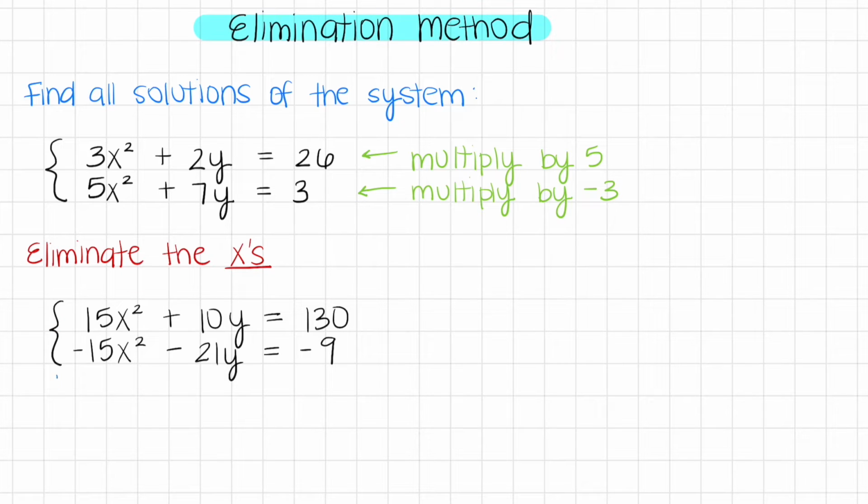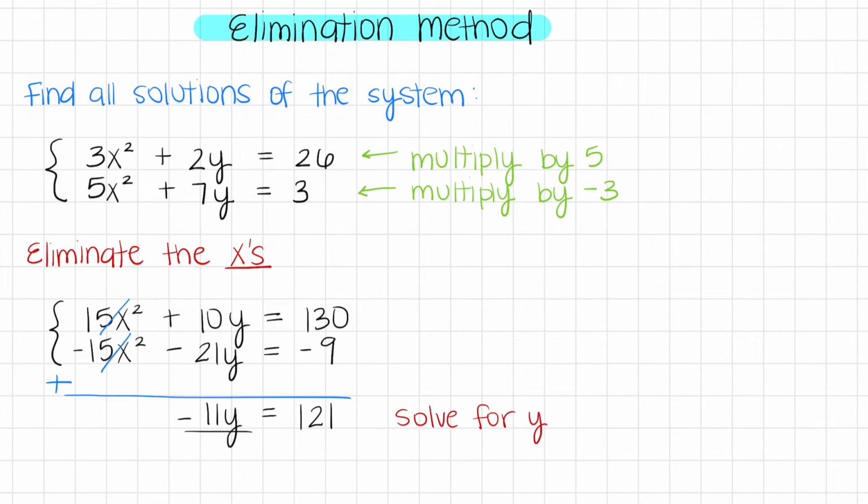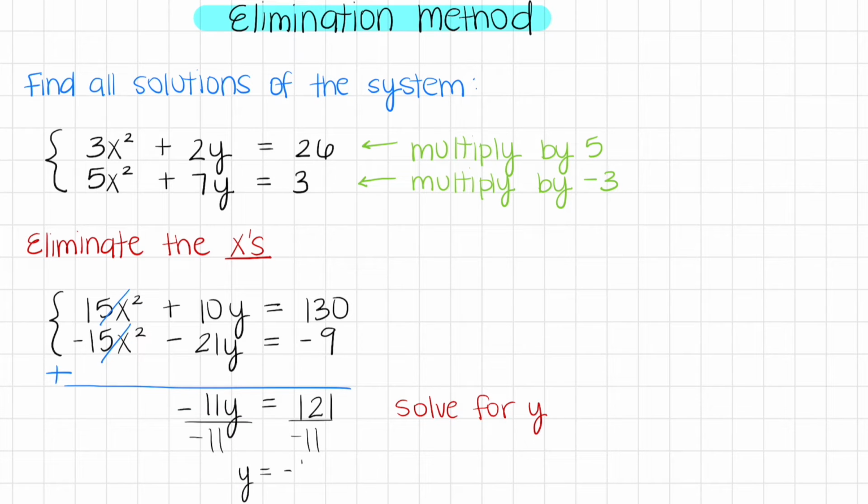And now we can add these two equations. So we know that the 15x squared minus 15x squared cancel out, and we have 10y minus 21y is negative 11y equals 130 minus 9 is 121. And now we can solve for y. So let's divide by negative 11 on both sides. So we have y equals negative 11.